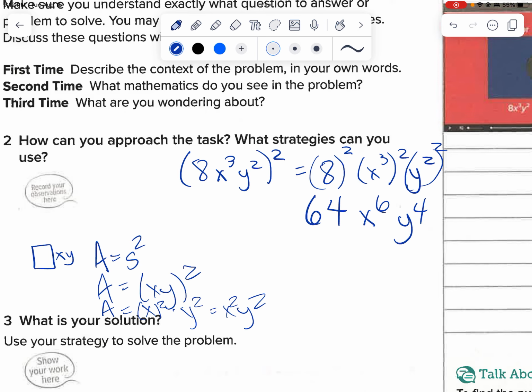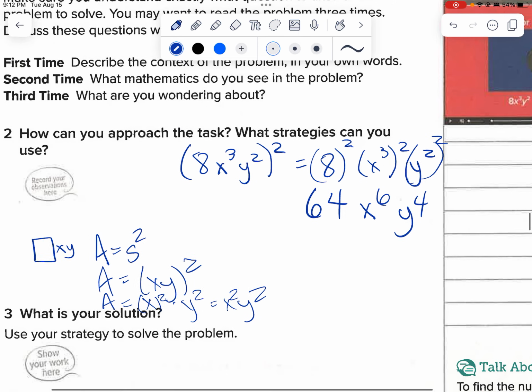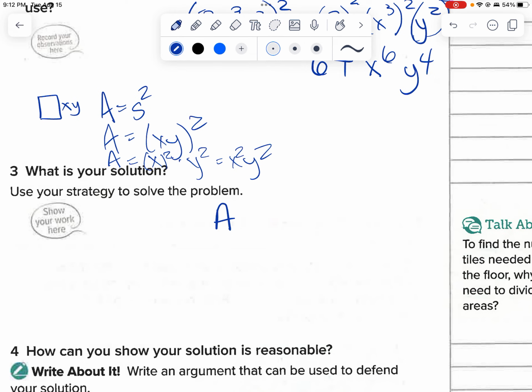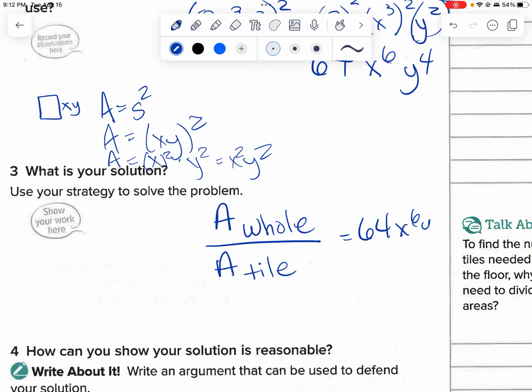So I need to know how many tiles it's going to take me to get that on the inside of that. How many tiles is it going to take me to get onto the inside of that? So if I was to take this, I would want the area of the whole floor divided by the area of the tile. So the whole floor was 64 x to the 6th, y to the 4th over x squared, y squared.